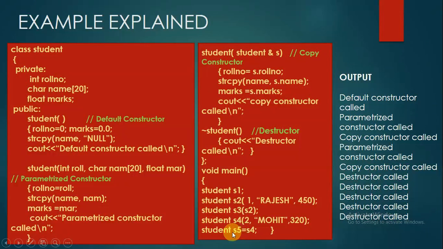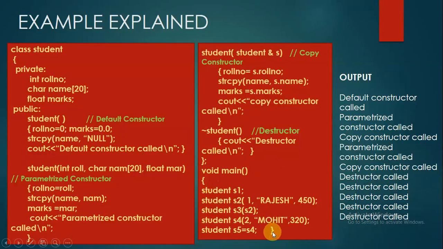Now the last statement is we are again creating an object S5 and we are assigning the value of S4 to S5 at the time of creation of S5. So in this case again the copy constructor will be invoked and all the values of S4 will be copied to the data members of S5, and then at the end the statement copy constructor called will be displayed on the monitor. You can see here copy constructor called is getting displayed.